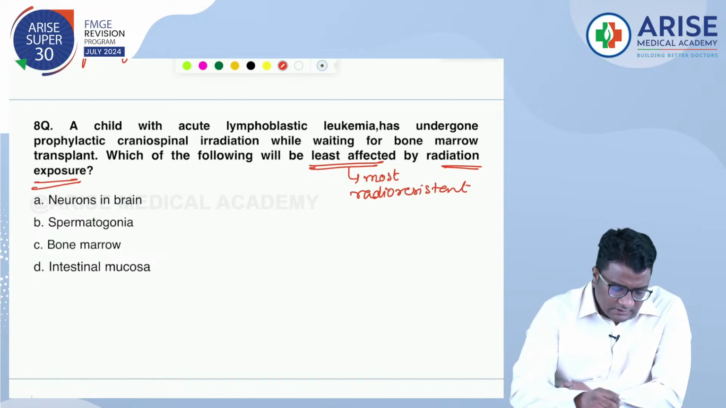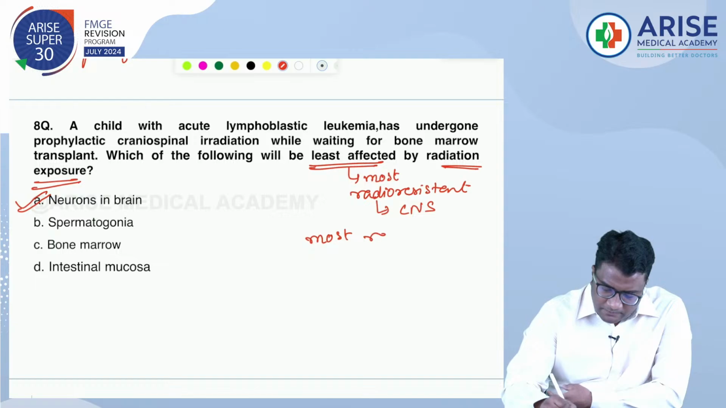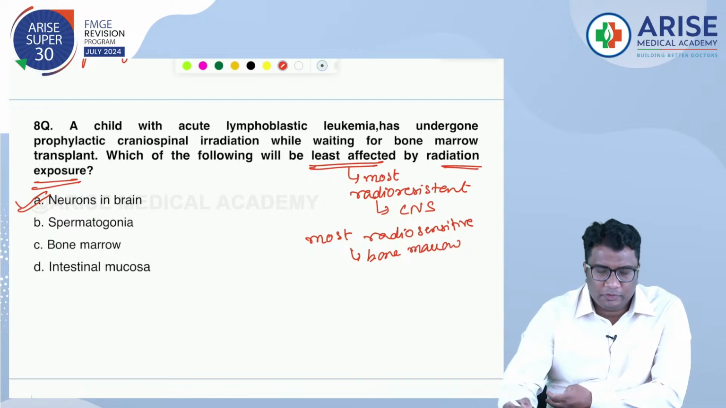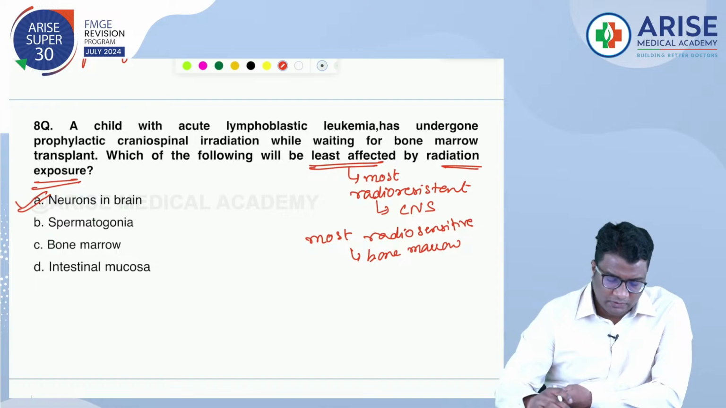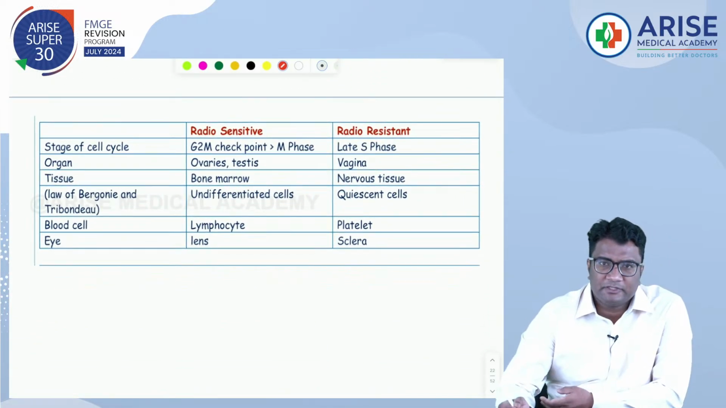Right? So this is CNS. Remember, the most radioresistant is your CNS. And the most radiosensitive, what is the most radiosensitive tissue or most affected? Will be your bone marrow. Bone marrow is most radiosensitive, and neurons are the most radioresistant tissue in the body. So let us quickly revise most radiosensitive and most radioresistant tissues.